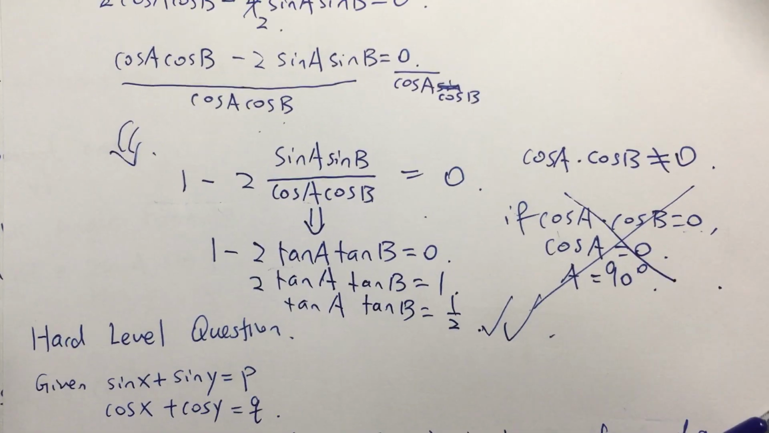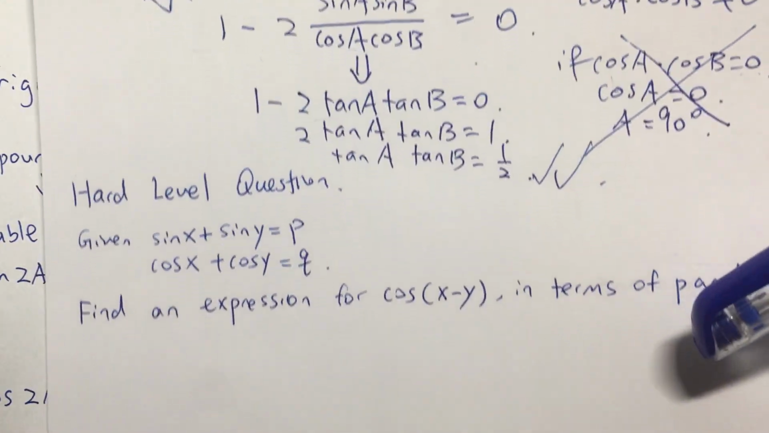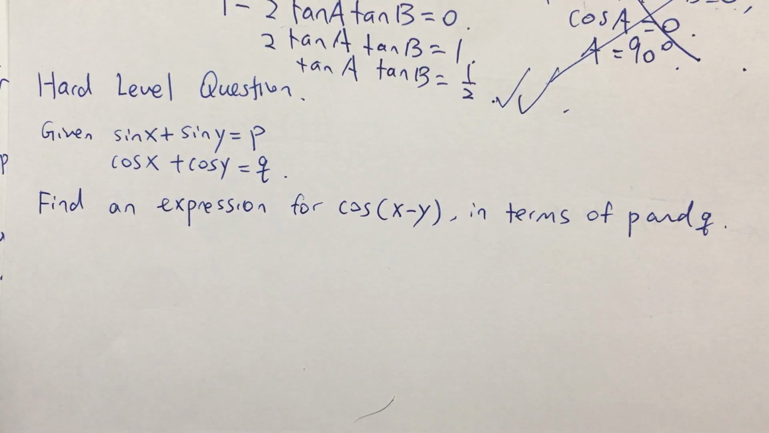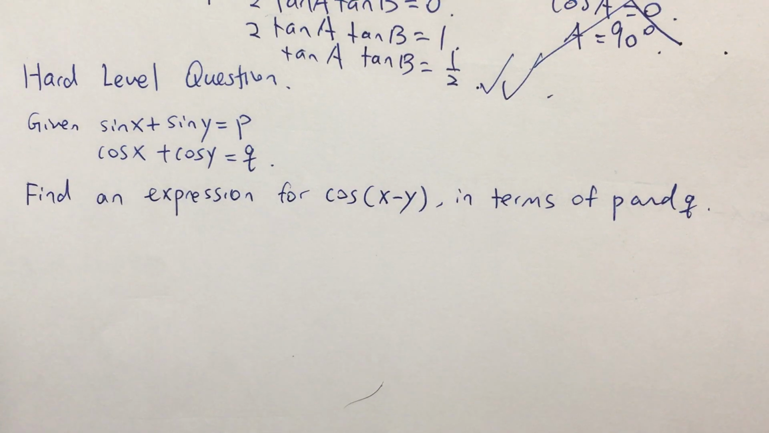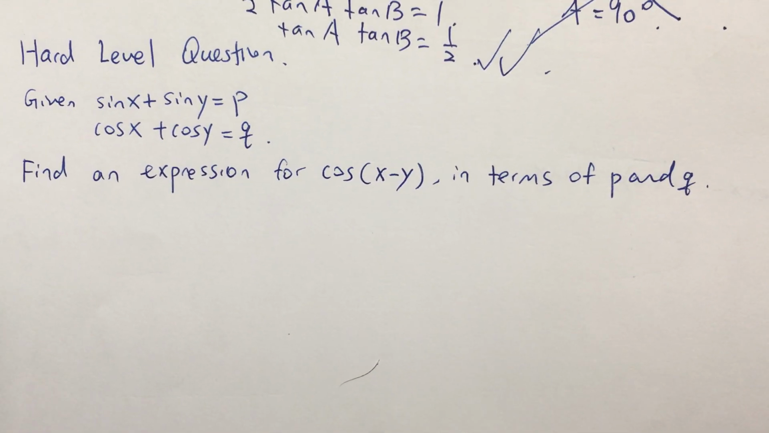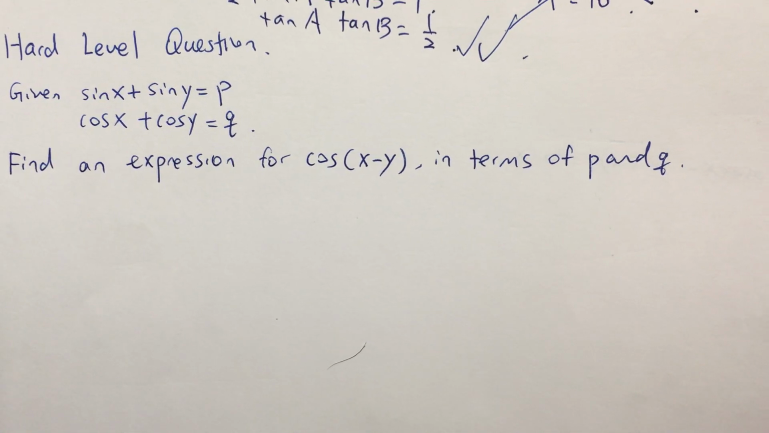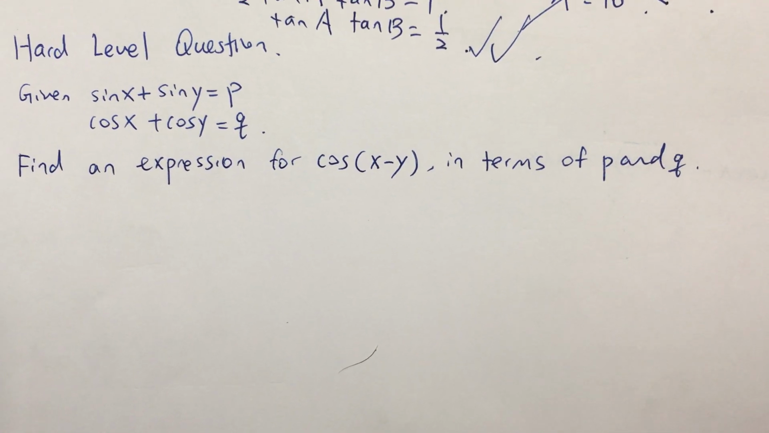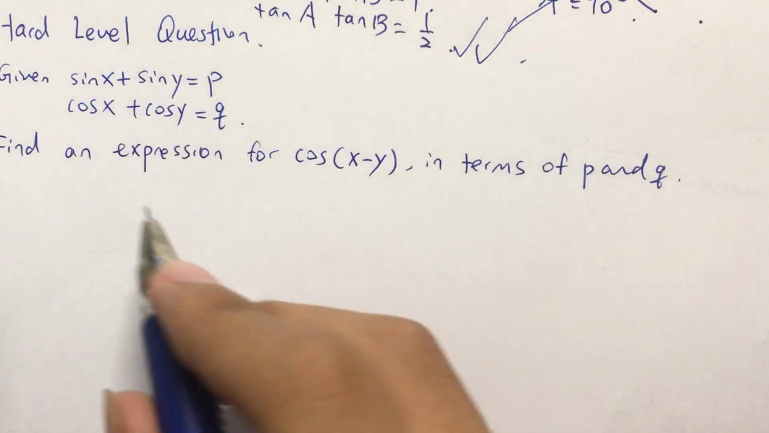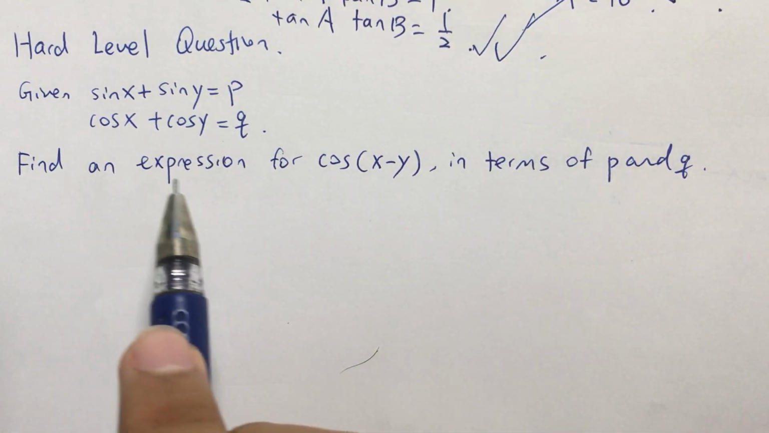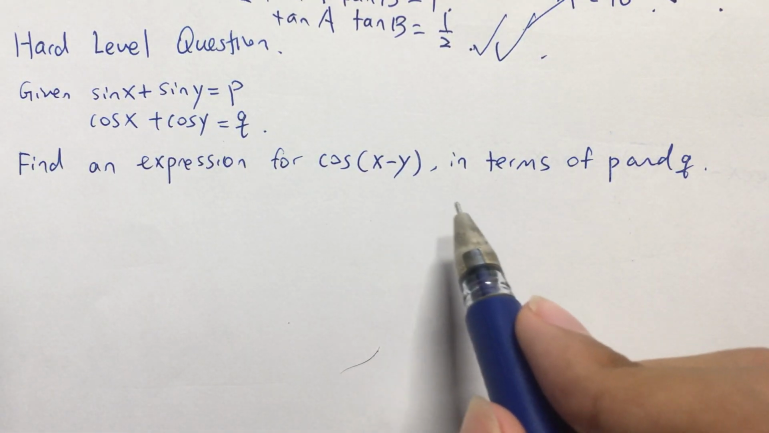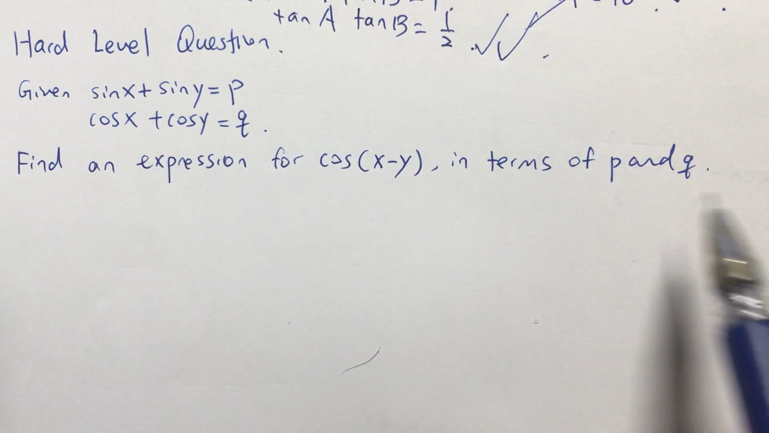So that is quite okay, right? And now we are going to the hard level question. Well, don't be afraid of this question, because I think it doesn't require a lot of steps and knowledge. It just needs some algebra manipulation. So it's given that, and let's find an expression for cosine x minus y in terms of p and q.